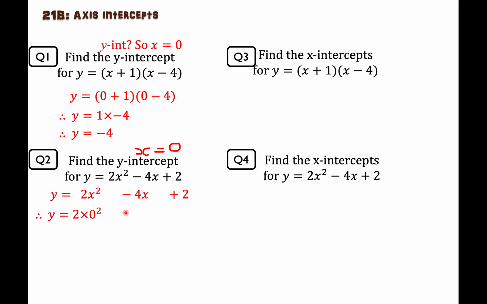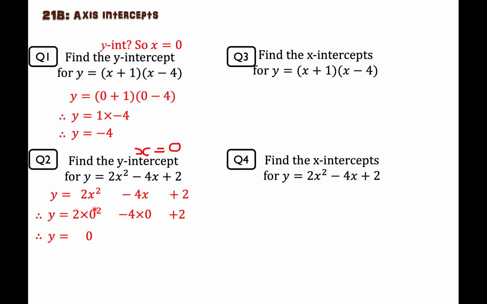The minus I can copy down. This means 4 times x. So 4 times 0. And the plus 2 I can copy down. There it is. Okay. So now, therefore, copy down the y, the equals. 2 times 0 squared. Well, 0 squared is 0 times 0, which is 0. And that times anything is going to be 0.